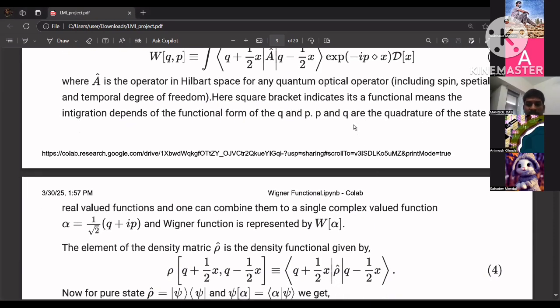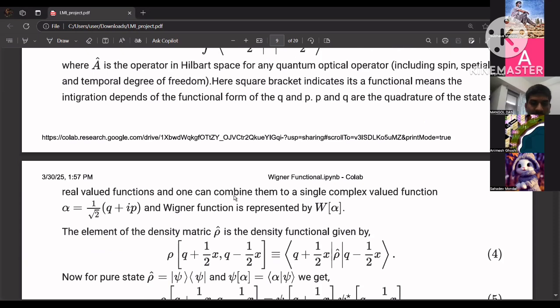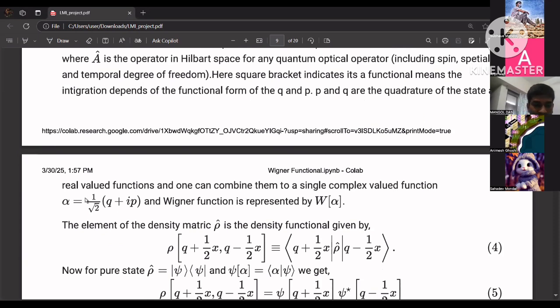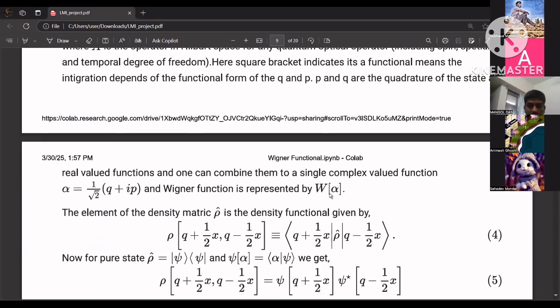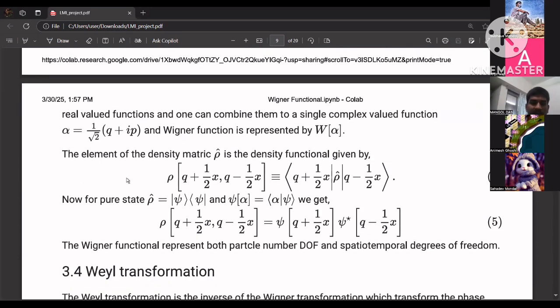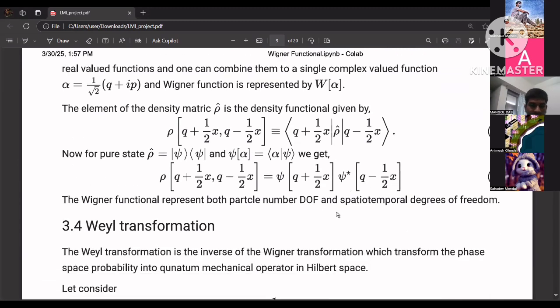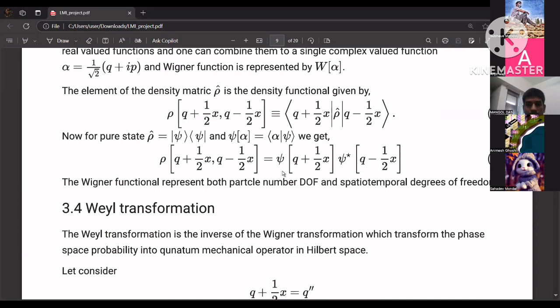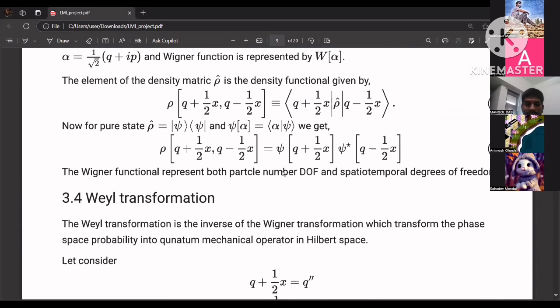And Q and P are the quadrature variables for the quantum optics case, and they are real valued, and we can combine Q and P in alpha. In that case, the Wigner function is represented by W of alpha. Now, the density matrix. The element of the density matrix for a state is given by the density functional, and this is the definition. For a pure state, we can put ket psi and bra psi in the middle, and then we get psi and psi star. This is the representation of the density functional.